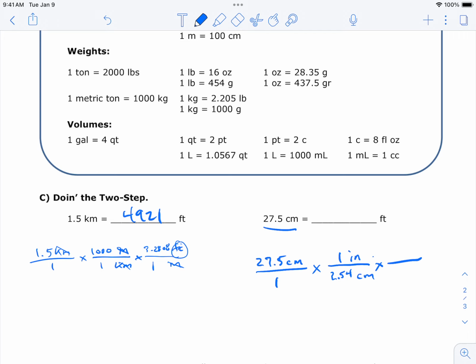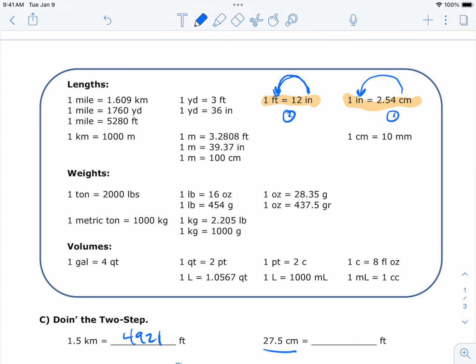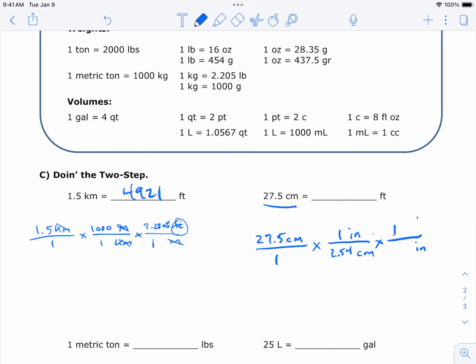Okay. Now I'm going to want the inches to cancel. I use this conversion. 1 foot is 12 inches. So there we have our conversion thing.